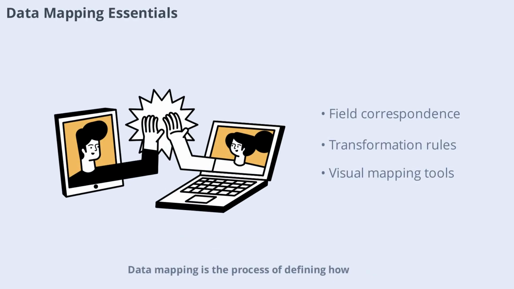Data mapping is the process of defining how fields from different sources correspond to each other. This step is crucial for ensuring that data is accurately combined and interpreted. Mapping tools allow users to create visual representations of source and target fields, apply transformation rules, and handle data type conversions. Effective data mapping reduces errors and streamlines the integration process, making it easier to maintain and update as systems evolve.